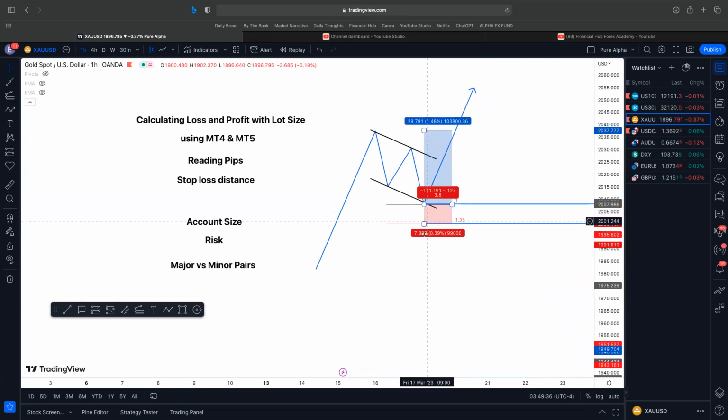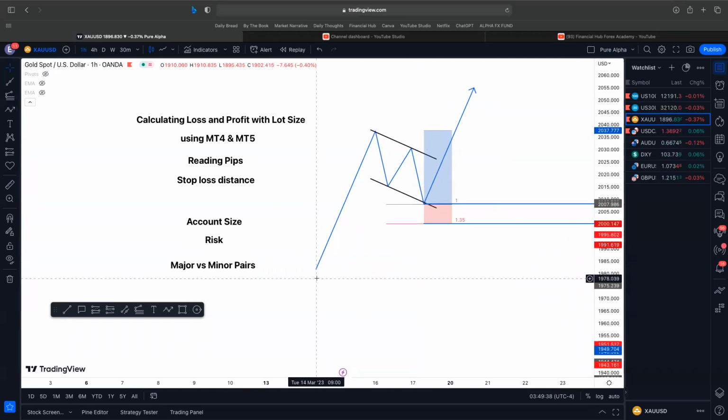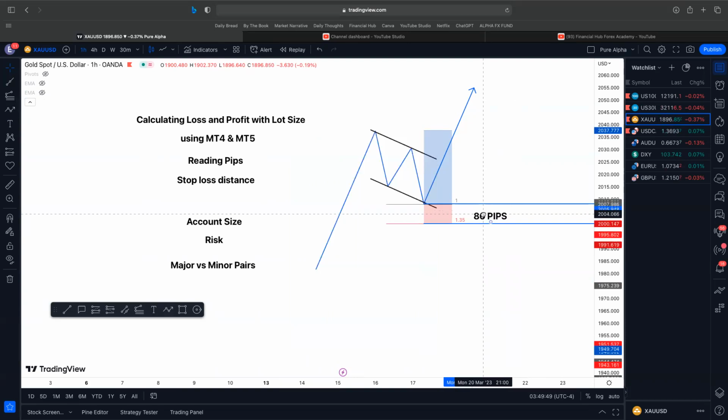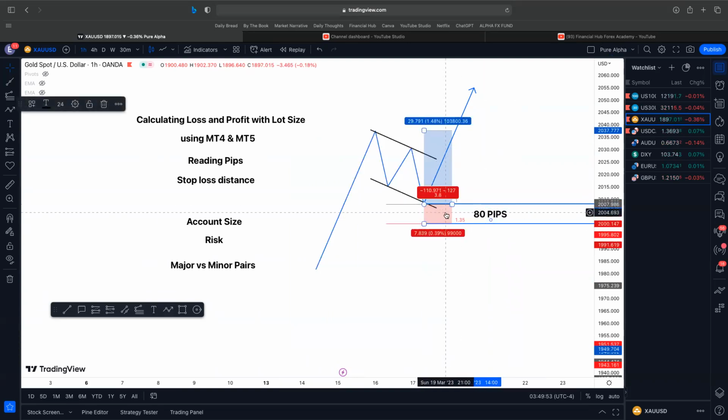That means, if you know how to calculate your pips using gold, you're looking for a stop loss distance of about 80 pips. That's the distance between that entry point and here. The target doesn't really matter as much, because the target is just 80 times 3.8. You'll get to know how many pips your profit is, but that will take care of itself.